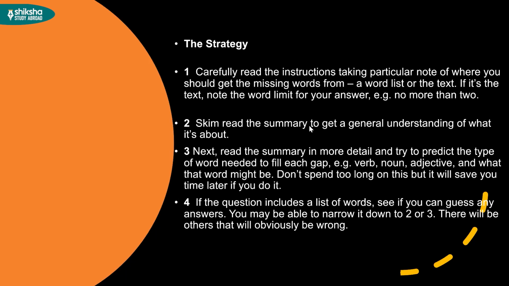The second strategy is to skim read the summary to get a general understanding of what it's about. Next, read the summary in more detail and try to predict the type of word needed to fill each gap, for example, verb, noun, adjective, and what that word might be. Don't spend too long on this, but it will save you time later if you do it. Okay. Next is, if the question includes a list of words, see if you can guess any answers. You may be able to narrow it down to 2 or 3. There will be others that will be obviously wrong. So again, the elimination method, which we just read about.